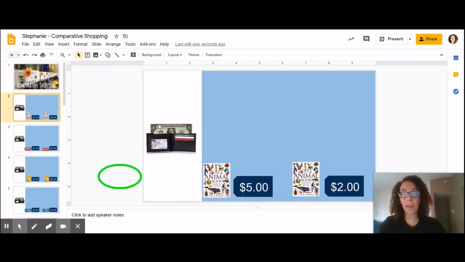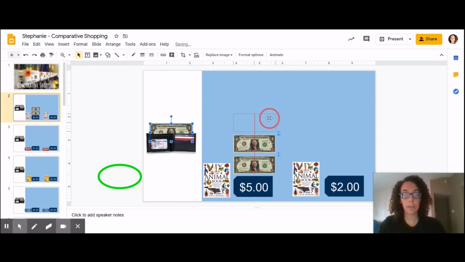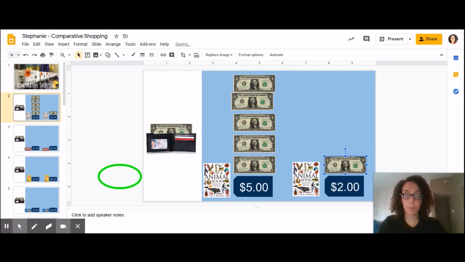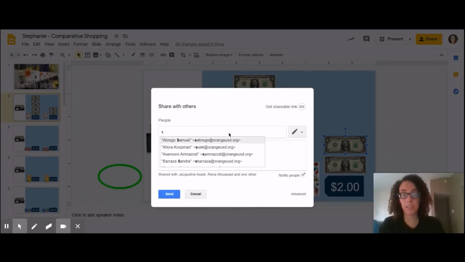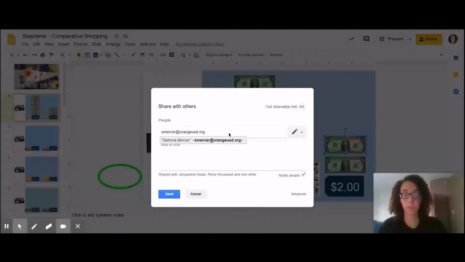Then you can go ahead and complete the whole task at home. To do this, just drag and drop the dollar bills. After you've finished it all, I'm not going to finish it all, but after you finish the whole thing, then you can click this icon up at the top that says Share. Press Share, and you can type in my address, which is smercer@orangeusd.org. Boom.